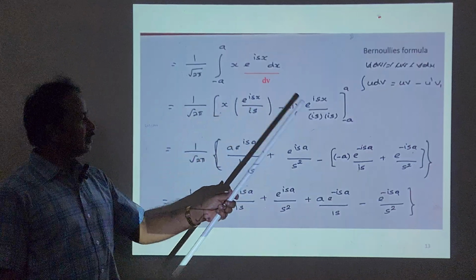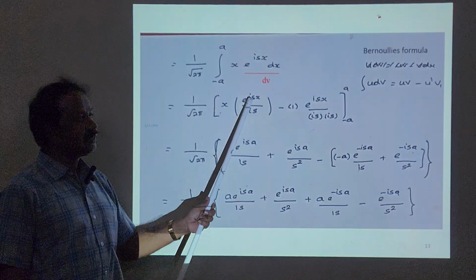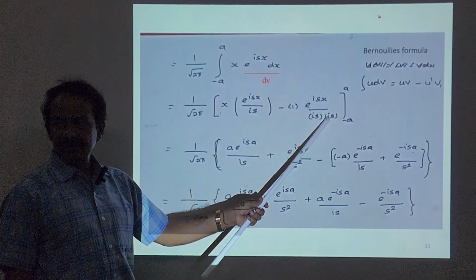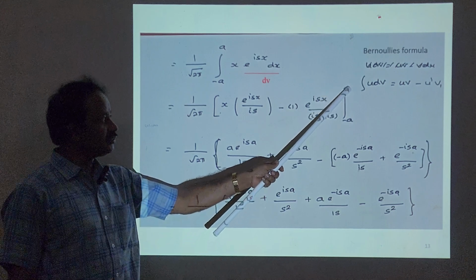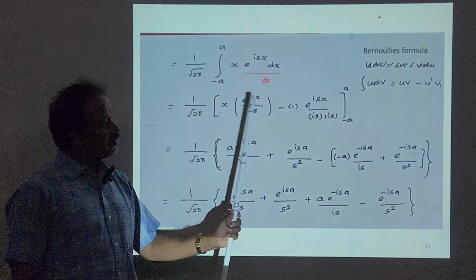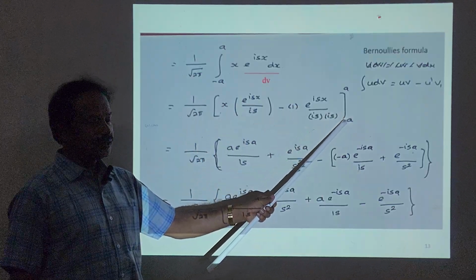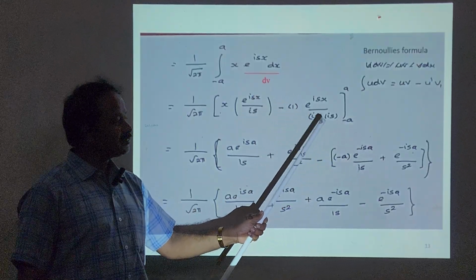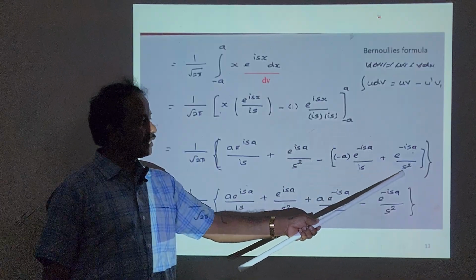So you just apply the limits now, minus a to plus a. Now we are going to substitute. First the upper limit: that will give you a e^(isa) divided by is. Before that, i into i squared minus 1, so this minus is there, that will become plus. Plus e^(is), you substitute a here: e^(isa) divided by s into s squared. Minus, with the lower limit you have to apply the lower limit. Instead of a, you substitute minus a: e^(-isa) divided by is, minus will become plus, you will have e^(-isa) divided by s squared.